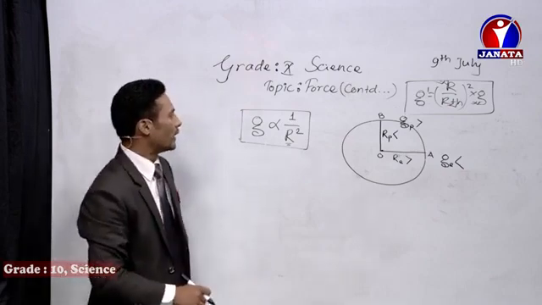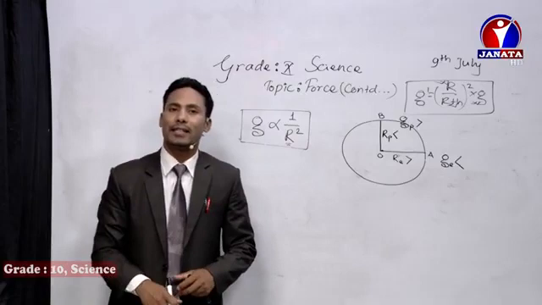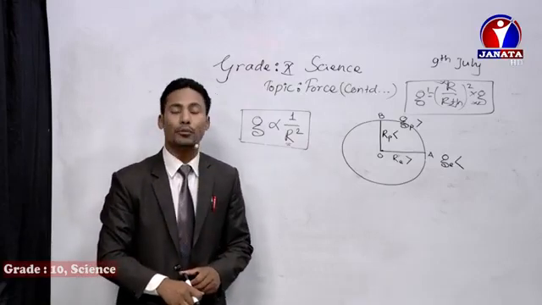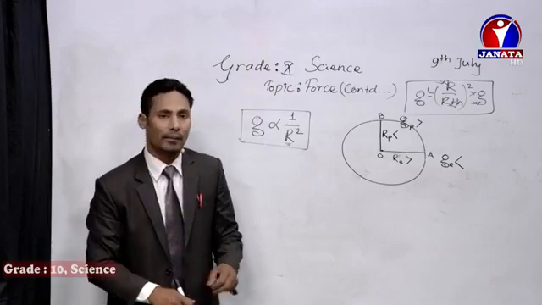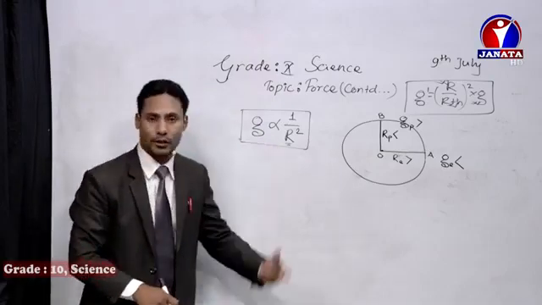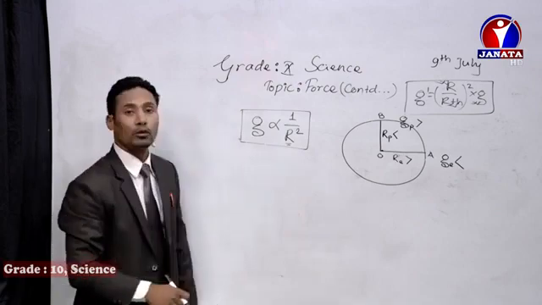Okay. Similarly, in the case of the plain region and the mountainous region, the value of acceleration due to gravity is more in the plain region than in the mountainous region. That also can be explained with the help of this relation. So let's see how to explain.